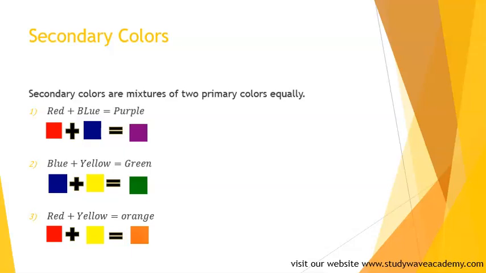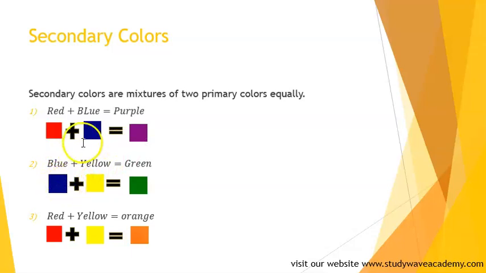Good. So when you mix red plus blue, you have purple. Remember, secondary colors are when you mix two primary colors. Red is a primary color, blue is a primary color, and when you mix the two together, you have purple.